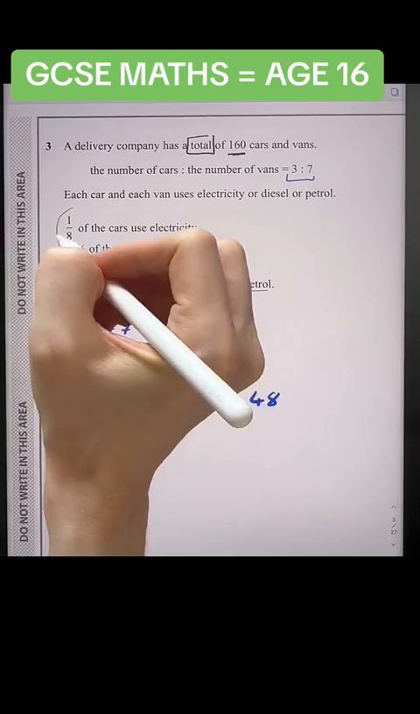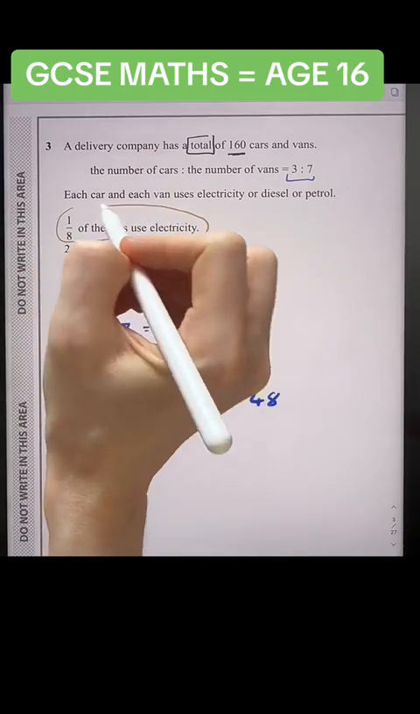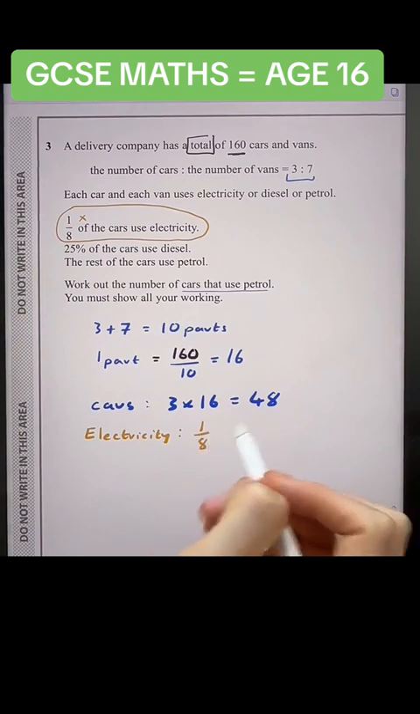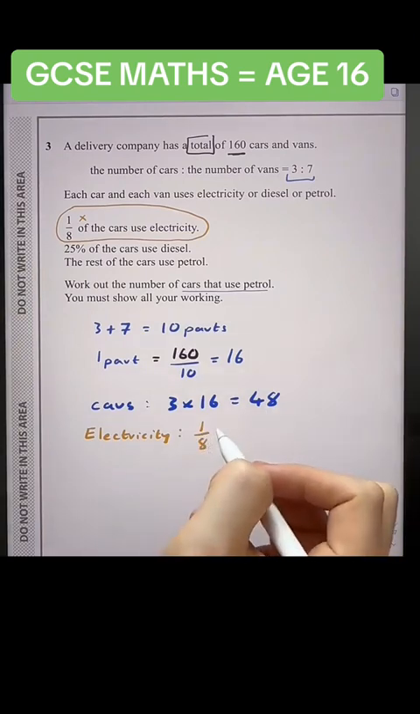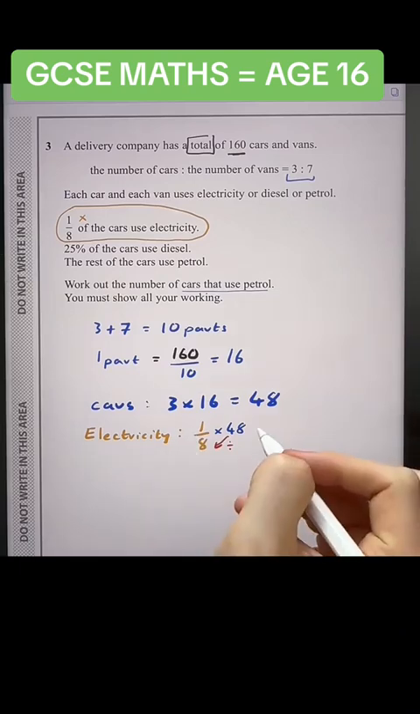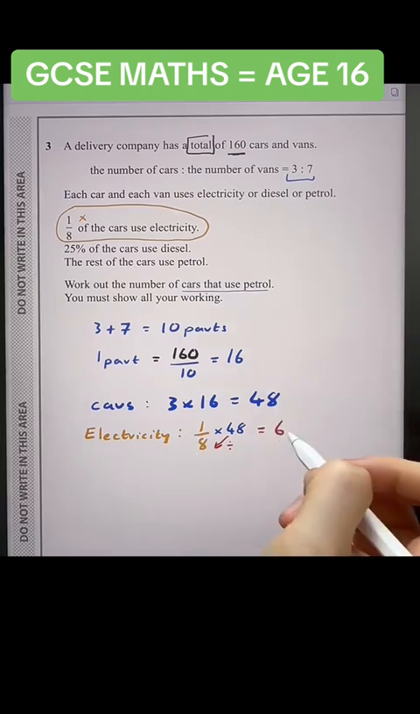I know 1/8 of the cars use electricity. And of in mathematics means to multiply. So it's going to be 1/8 of the total number of cars, which we know in this case was 48. When calculating a fractional amount on a non-calculator paper, we always divide by the bottom and multiply by the top. In this case, 48 divided by 8 is 6. And 6 times 1 is simply 6. So therefore 6 cars use electricity.